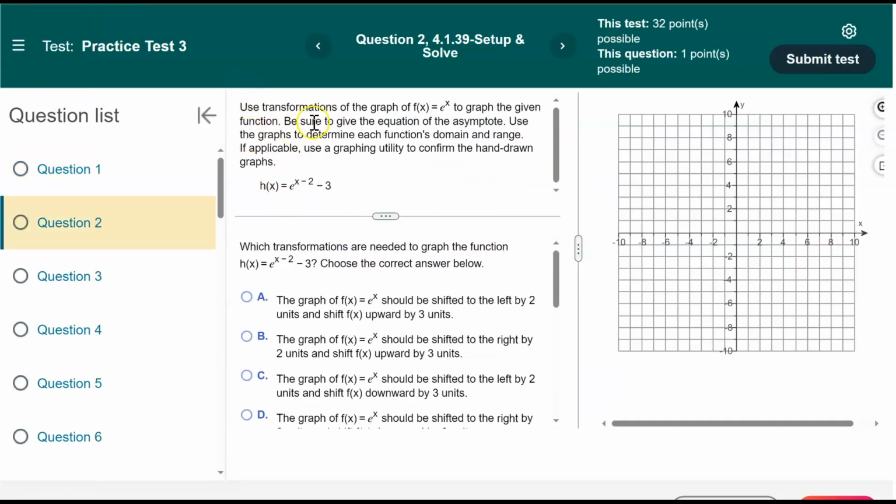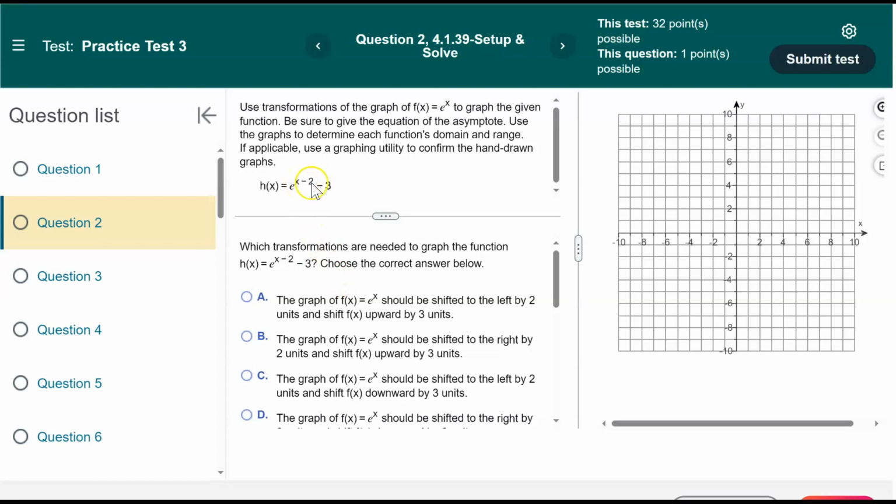Next number. Use transformation of the graph of f of x equal to e to the x to graph the given function. Be sure to give the equation of the asymptote. And then use the graphs to determine each function's domain and range. So you're given here the function h of x equal to e to the x minus 2 minus 3. So first, let's choose the transformations needed to graph the function.